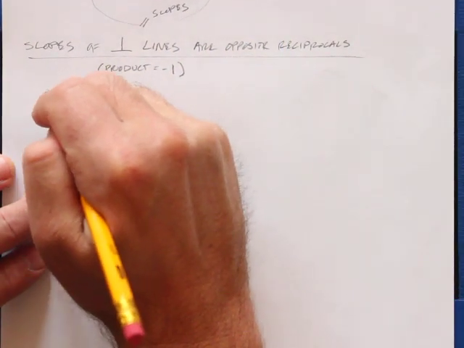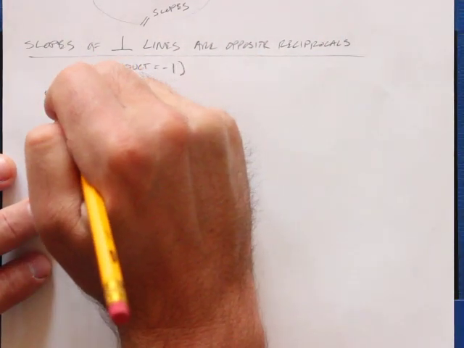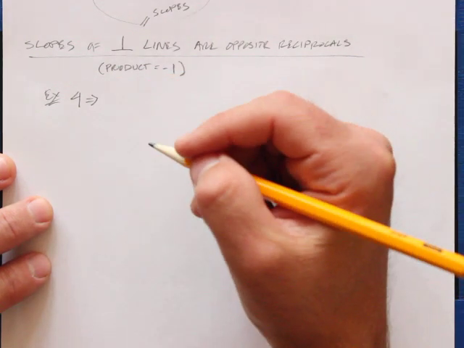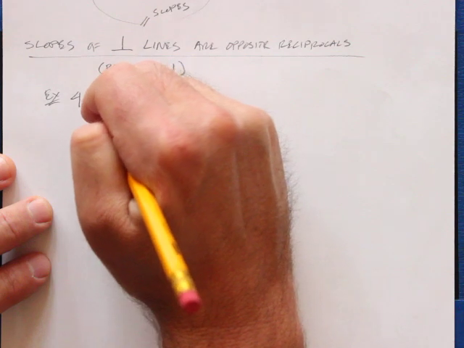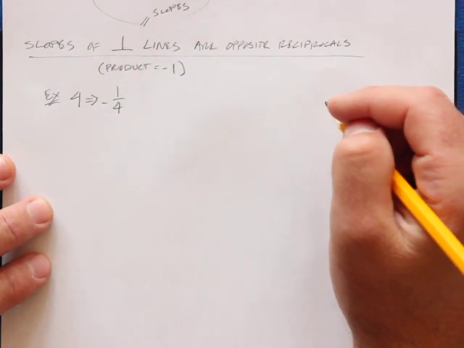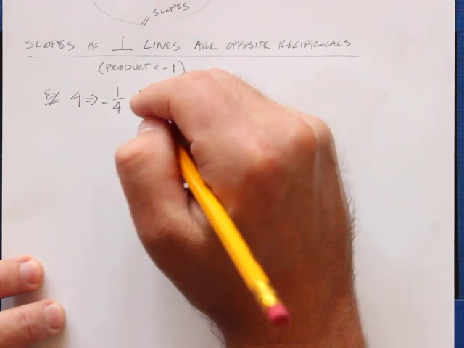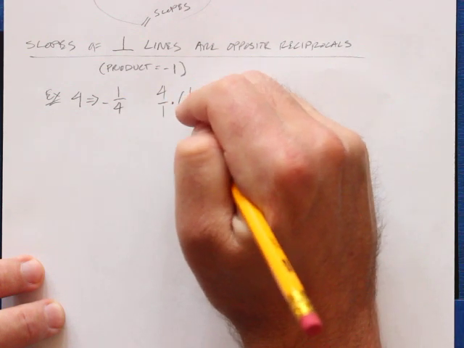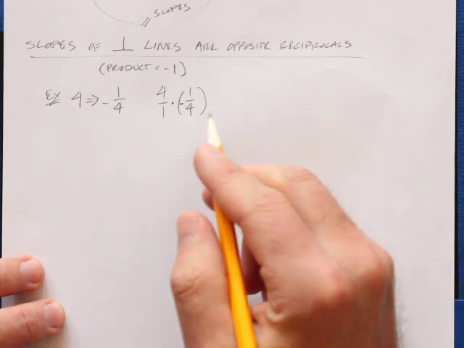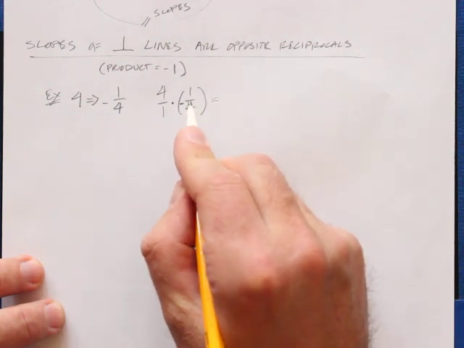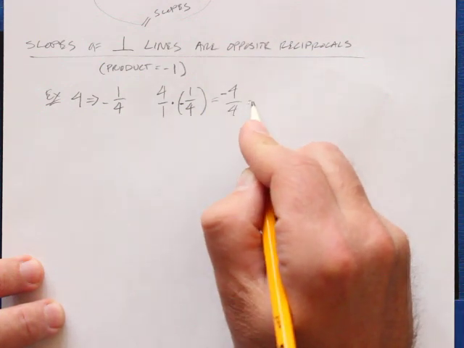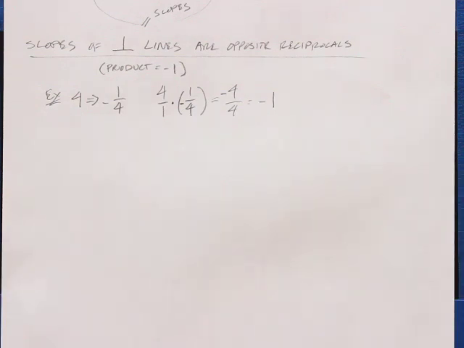So here's an example of what opposite reciprocal is. If I have 4, the opposite would be -4. The reciprocal would be 1 over 4. So the opposite reciprocal is -1/4. And if I was to say 4 over 1, which is 4, times -1/4, which is the opposite reciprocal here, if I were to multiply those straight across, I get -4 over 4 equals -1. So that's the product of the opposite reciprocals.